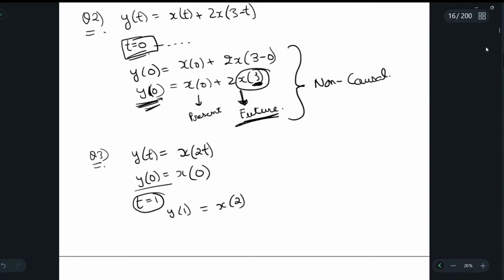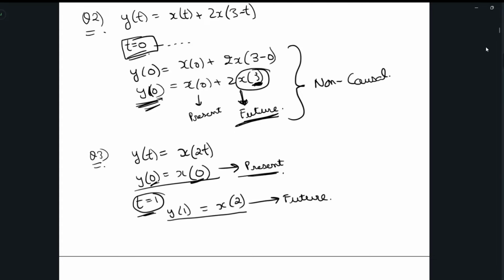So over here we saw that we were getting y(0) and x(0). So this was the present input, that is the output was dependent on the present input. And over here when we put t = 1, we got y(1) = x(2). So we can say that the output is dependent on the future value of the input. So you know that in this case, this system will also be non-causal.